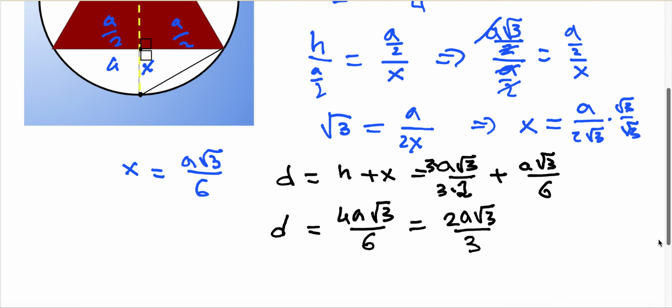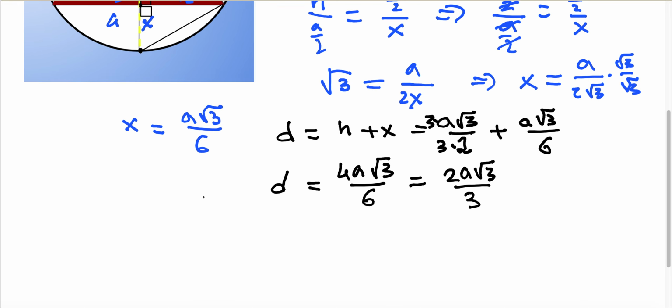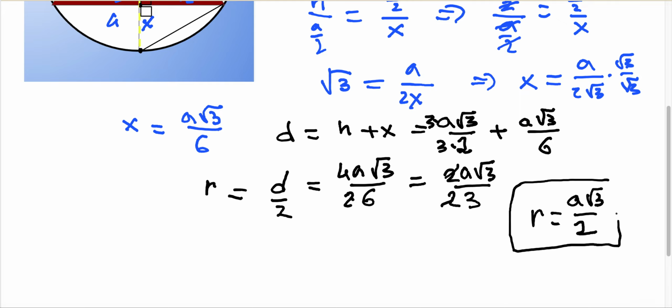But we already know we needed to find the radius. To find the radius, r is equal to the diameter divided by 2. So we divide this by 2 here, divide by 2. 2 with the 2 goes. So the radius is equal to a square root of 3 divided by 3. So this is the radius.